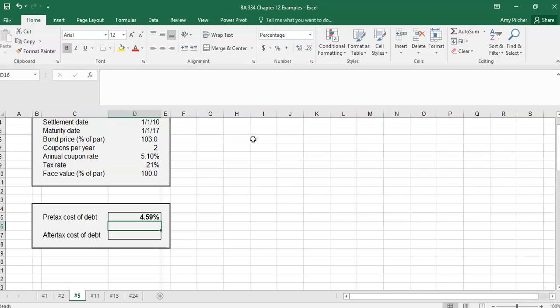which is their pre-tax cost of debt. For the after-tax cost of debt, we need to take the pre-tax cost of debt times 1 minus the tax rate, times 1 minus our tax rate of 21%. That gives us an after-tax cost of debt of 3.63%.